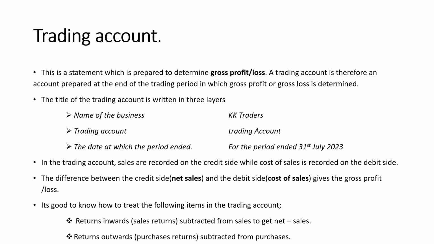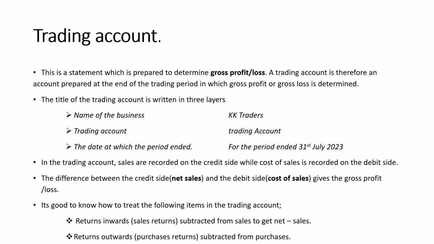Now we have returns outwards, also called the purchases returns. It is subtracted from the purchases. And why is it subtracted? Business might also have the suppliers, the creditors. Sometimes the suppliers might have supplied a wrong commodity, a wrong product, and therefore this product should be returned back to the supplier. So once you return them, the amount you purchased reduces. That is why we are subtracting it.